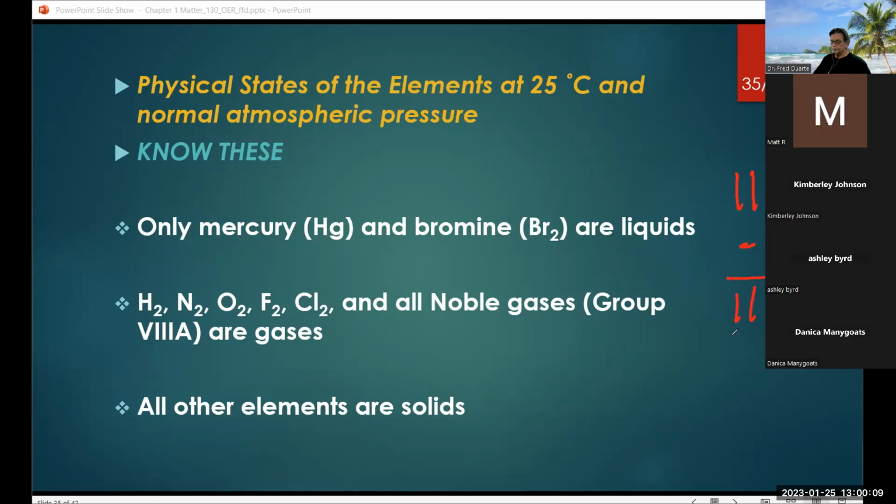Now of those, we have this group right here, 1, 2, 3, 4, 5, which is 5 of them. Hydrogen, nitrogen, oxygen, fluorine, and chlorine are gases. There's 5 of them. And then we have the special group called noble gases. All right, let's go back to the periodic table.